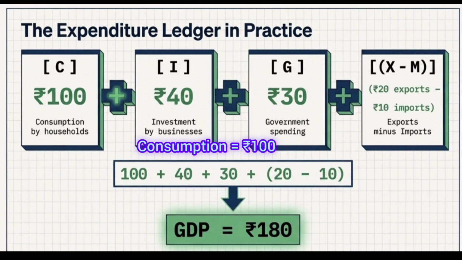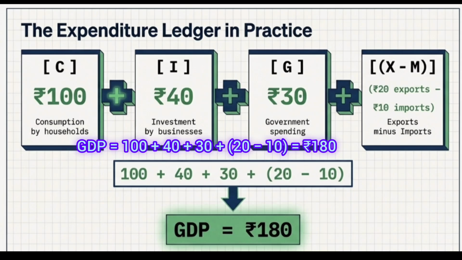Example: consumption is equal to 100 rupees. Investment is equal to 40 rupees. Government spending is equal to 30 rupees. Exports is equal to 20 rupees. Imports is equal to 10 rupees. GDP is equal to 100 plus 40 plus 30 plus 20 minus 10 is equal to 180 rupees.